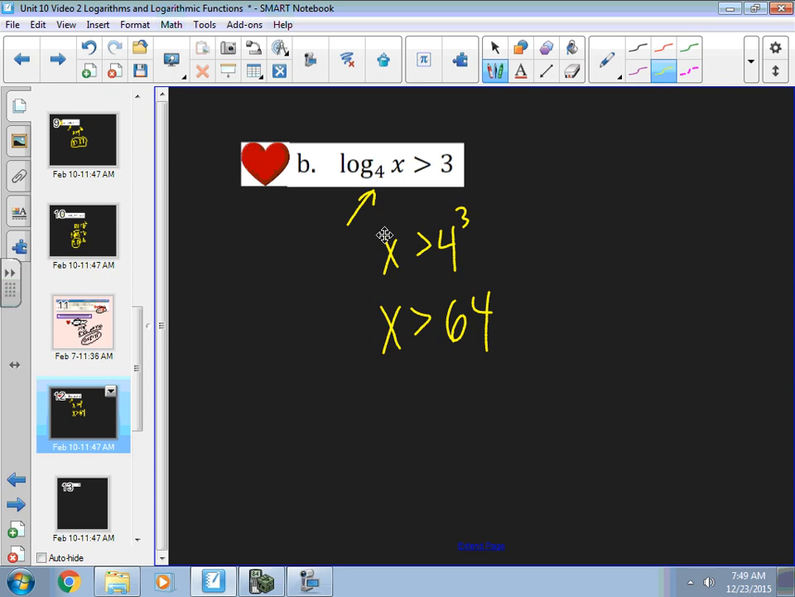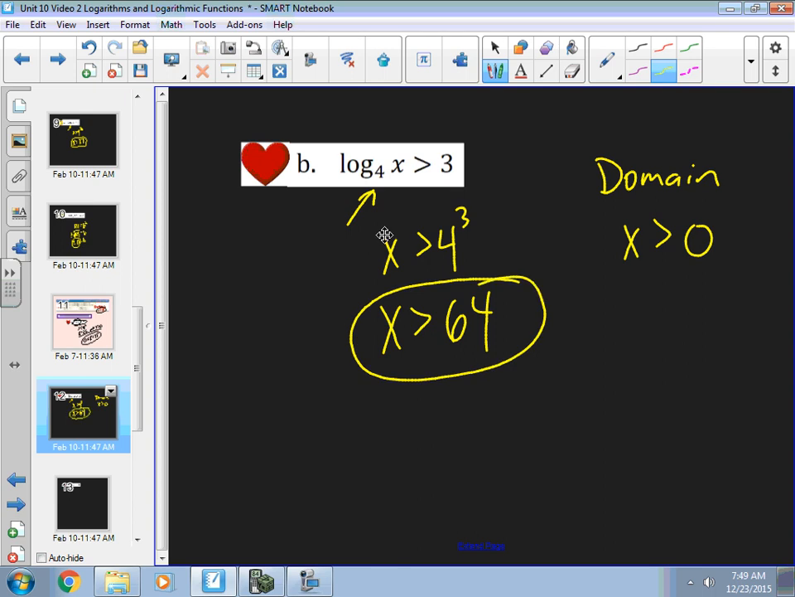Now again, our domain says that whatever we're taking the log of, x, needs to stay greater than 0. But in this problem, we don't need to include that in our answer, because if we're already bigger than 64, that means we're automatically going to be bigger than 0. So we don't need to include this as part of our answer in this one.